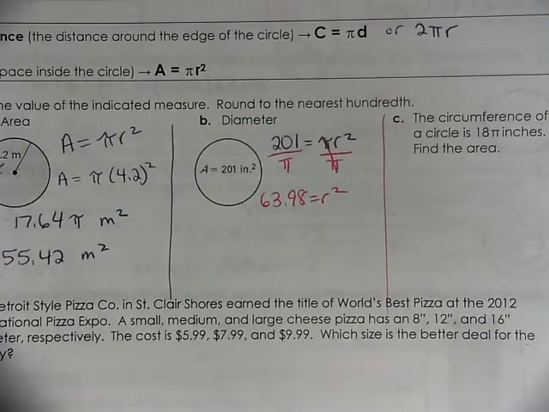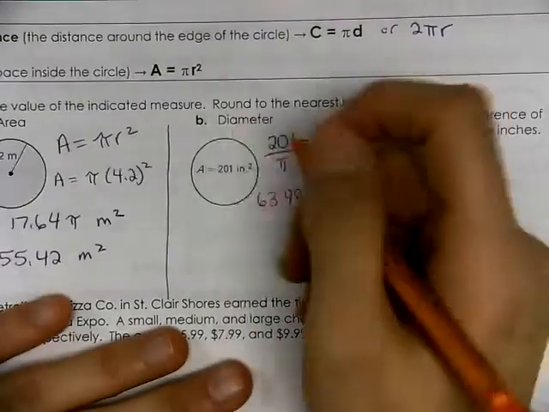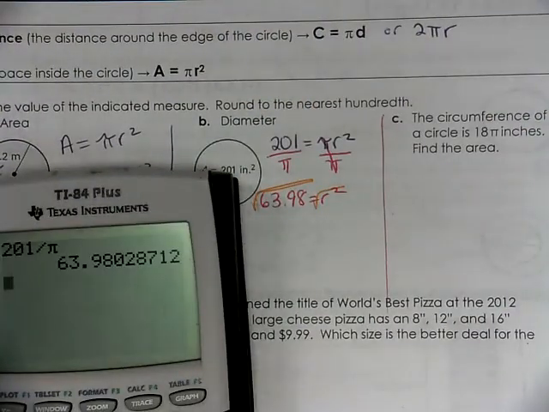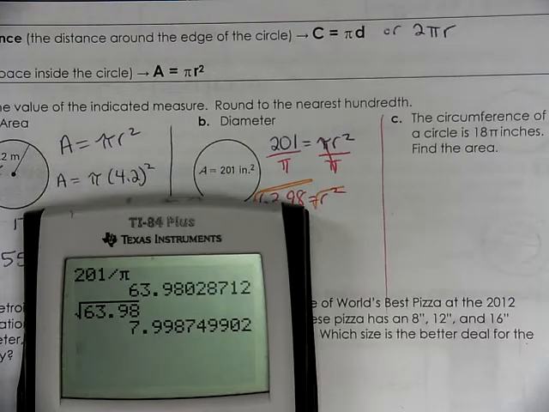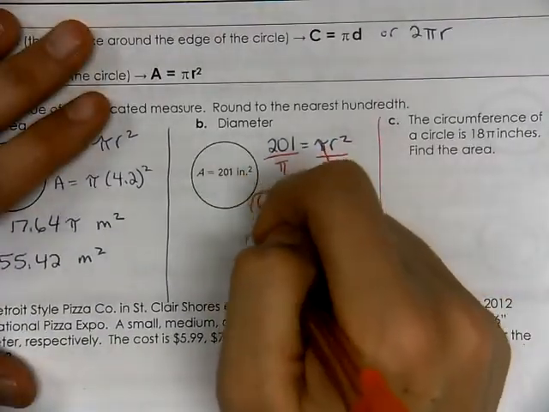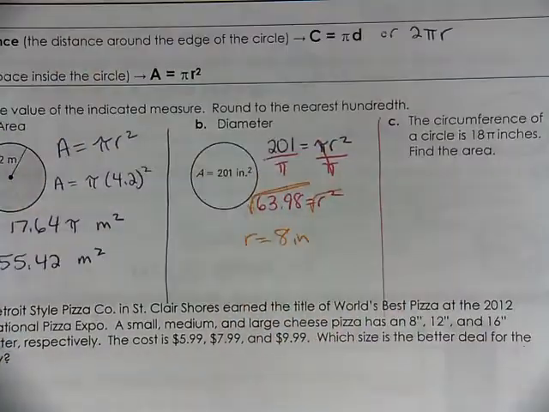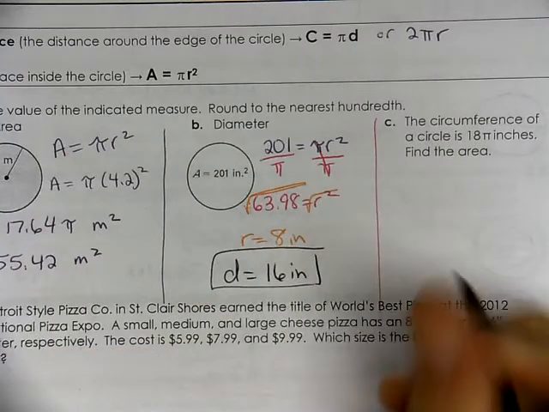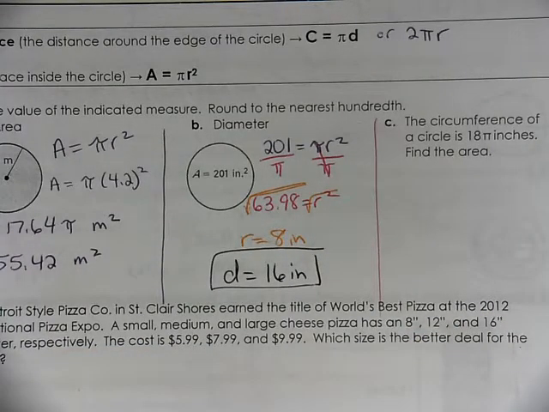So now what am I going to do? Now could I square root? So the square root of 63.98. Can I just round that to 8? But the question says, what's the diameter? So the radius is 8 inches. So what? Double it. So what's the diameter? Okay, so not every problem is just going to be as easy as find the area. I actually give you a lot of hard problems today.